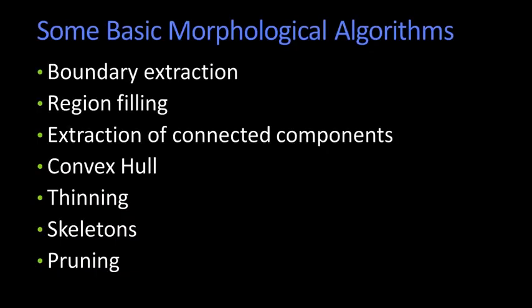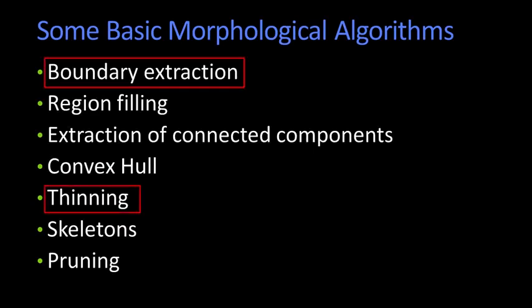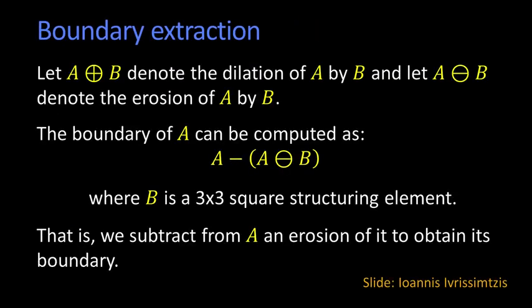Okay, here's a list of them: boundary, region extracting, connected components, convex hull, thinning, skeletons, pruning. I'm just going to talk about two, and I'm really going to just talk about one in detail, not even detail, one slide's worth, and then thinning I'll just mention, okay? So sometimes you'd like to extract the boundary. Well, actually, that's very easy to do.